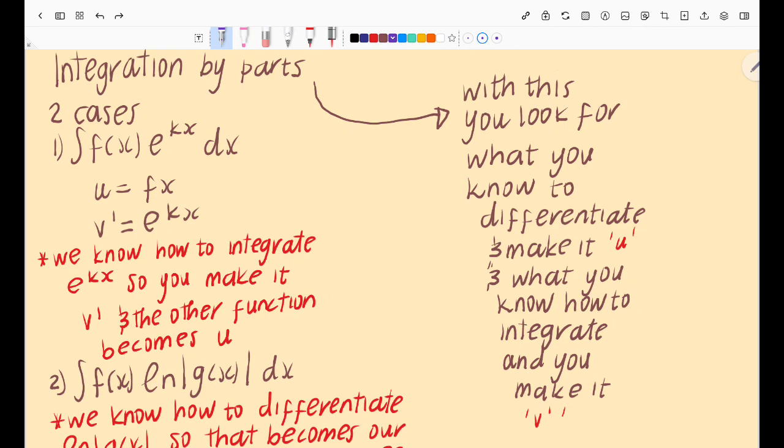So in today's video we are doing integration by parts. Please do forgive me for the previous video. I kept on saying integration by parts instead of integration by substitution, right? So we are doing integration by parts and we have two cases.